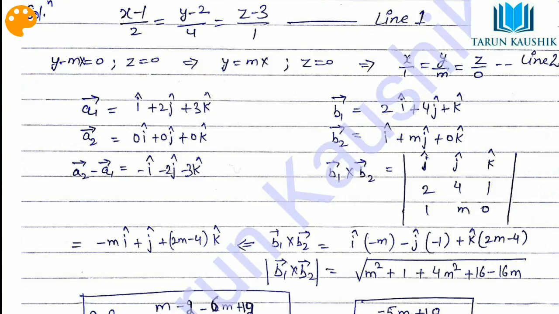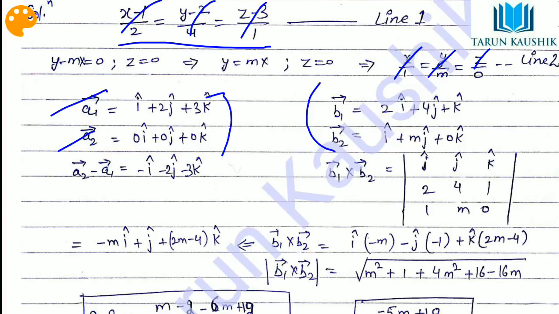Okay, now at this point, you can say that this is 1, 2 and 3, and the point of this is 0, 0 and 0. This is a1 and a2. Just write down the points, and here write down the directions. So the direction of the first, that is b1, is 2, 4, 1, and the direction of the second is 1, m, 0.